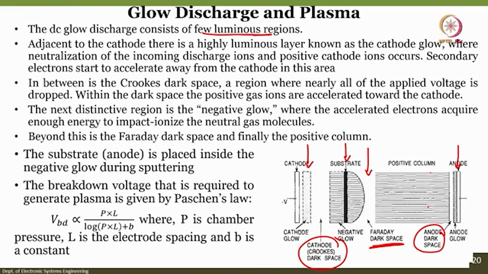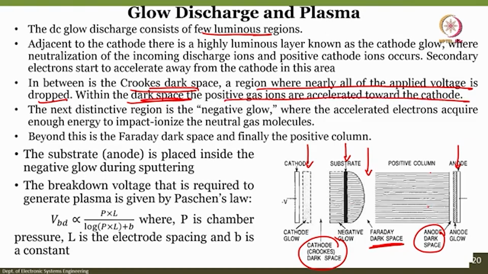Adjacent to the cathode there is a highly luminous layer known as the cathode glow, where neutralization of the incoming ions and positive cathode ions occurs. Secondary electrons start to accelerate away from the cathode in this area. Next is the Crookes dark space, a region where nearly all the applied voltage is dropped. Within the dark space, the positive gas ions are accelerated towards the cathode.